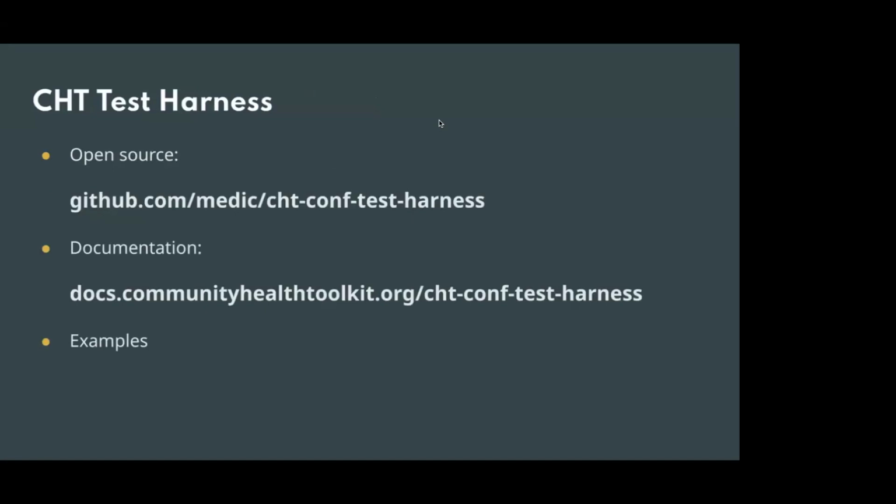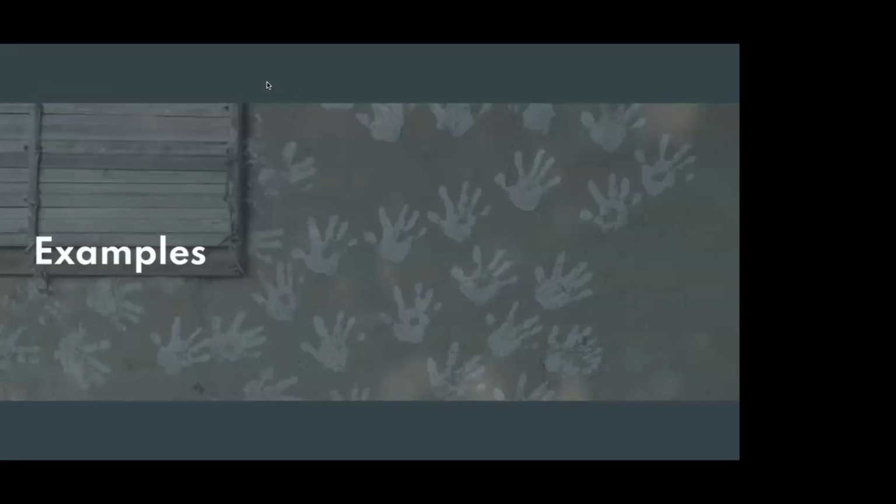So a bit more about the CHT test harness. It is an open source package, and the source code is freely available on GitHub on that address. And then the documentation is also on the CHT documentation site. So after this webinar is over, you can visit the documentation, read up more about it, and feel free to also engage on the CHT forum in case you have questions or feedback. So we'll now jump over into examples of test scenarios.